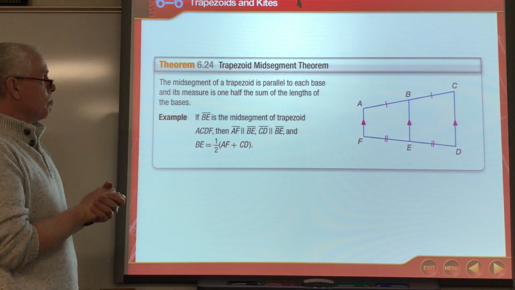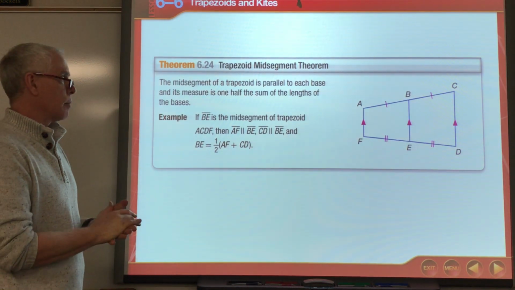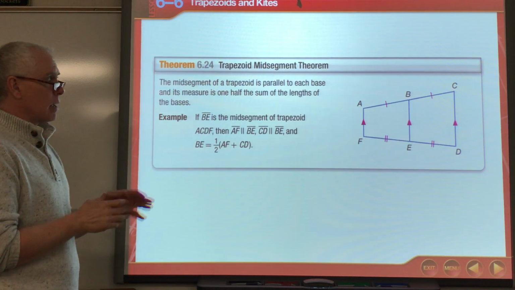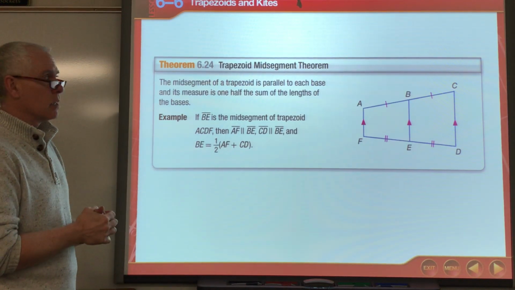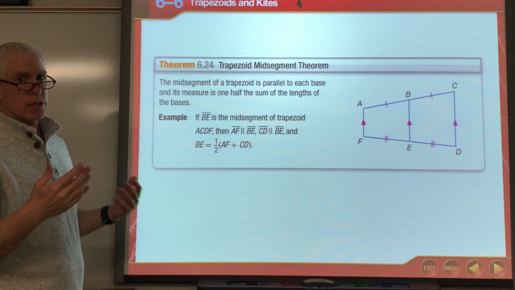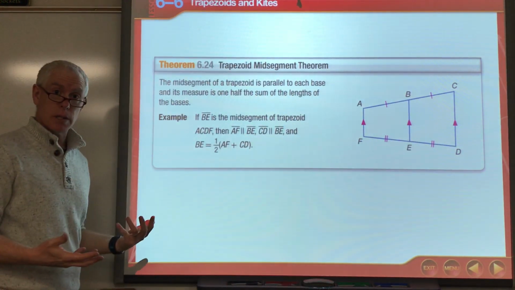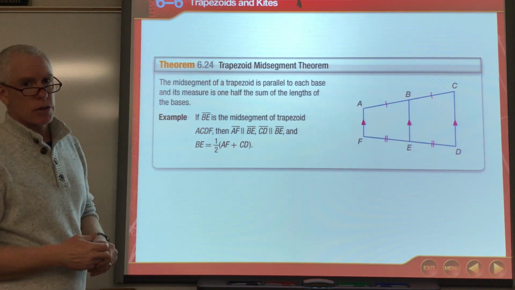All right. A mid-segment of a trapezoid, if you remember, joins the midpoints of the legs. This theorem says that that mid-segment is parallel to the bases, and the length of it is half the sum of the bases. So if I add up these two bases and divide by 2, I get the length of the mid-segment. That's something you should have in your notes for sure.